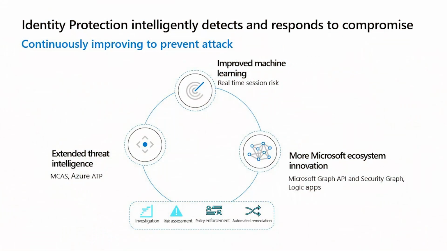Thanks, Caroline. Let's dive into automating your threat response. Azure AD Identity Protection uses machine learning to detect threats in real time. As attacks evolve and attackers get more sophisticated, Identity Protection is continuously evolving to keep your users secure. With risk-based policies, you can automate the response to these threats.